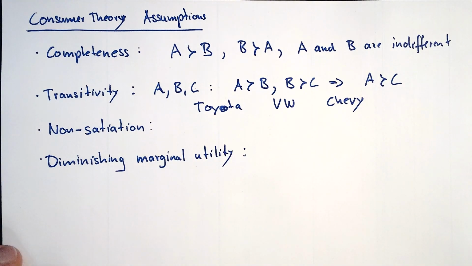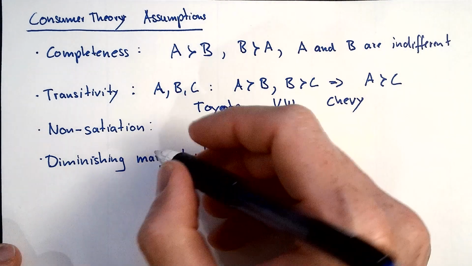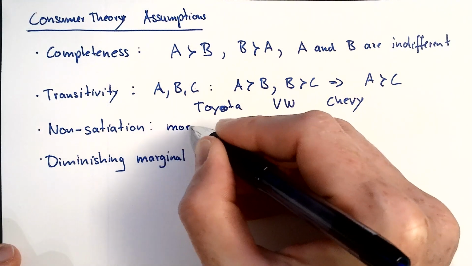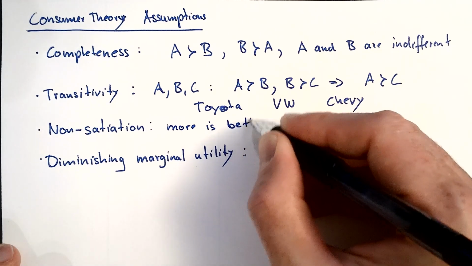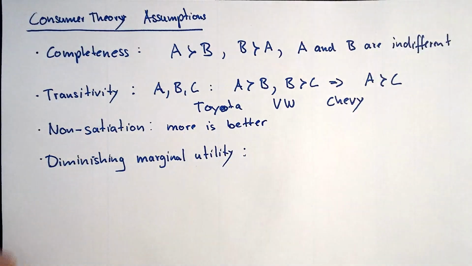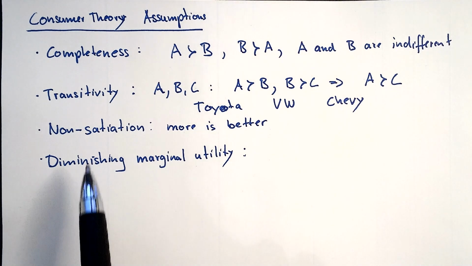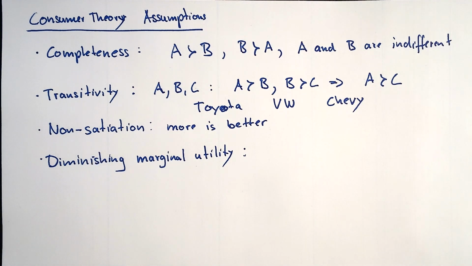Now, non-satiation: think about this very simply as more is better. We have seen this before when we talked about the budget constraints, where I said that you always exhaust your budget. The reason you always exhaust your budget is that we assume that consumers are non-satiated. So more is always better.